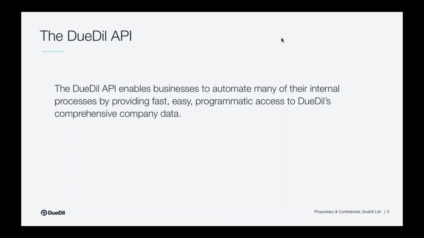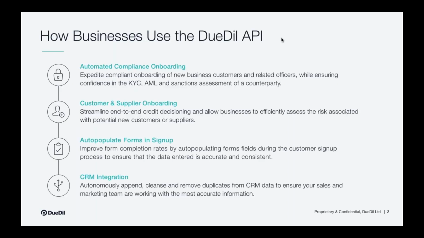So kicking things off, the DueDil API allows companies to form part of the DueDil data ecosystem. It enables them to access our company data programmatically, allowing them to automate many of their internal processes. There are a number of ways our clients use the DueDil API. Four of the main use cases are automated compliance onboarding, customer and supplier onboarding, auto-population of online sign-up forms, and integration with their CRM systems.